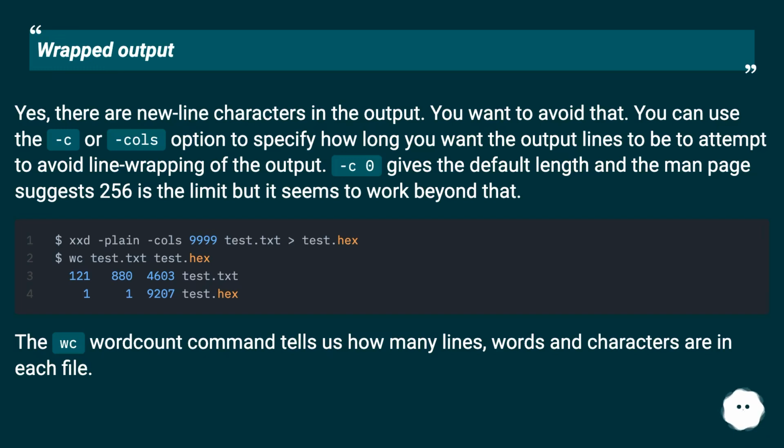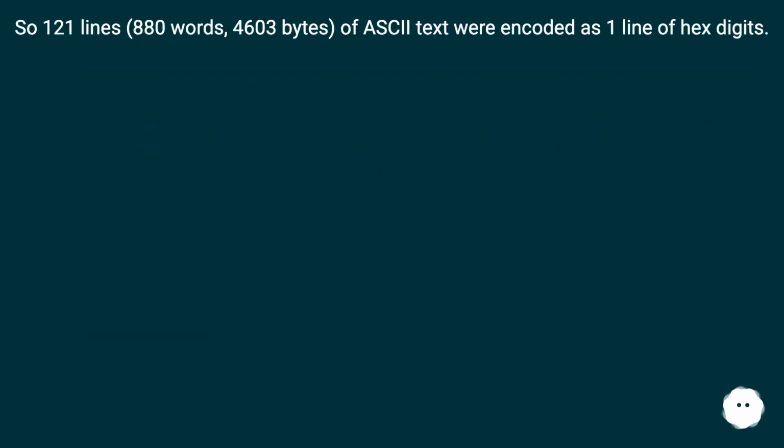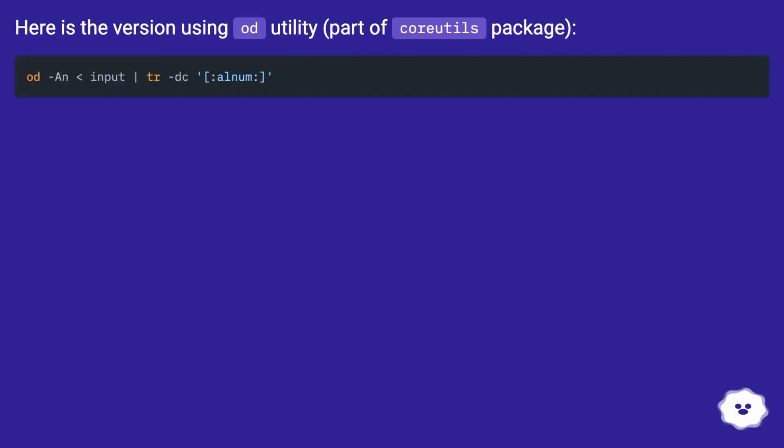The wc word count command tells us how many lines, words and characters are in each file. So 121 lines, 880 words, 4603 bytes of ASCII text were encoded as one line of hex digits. Here is the version using the od utility, part of the coreutils package.